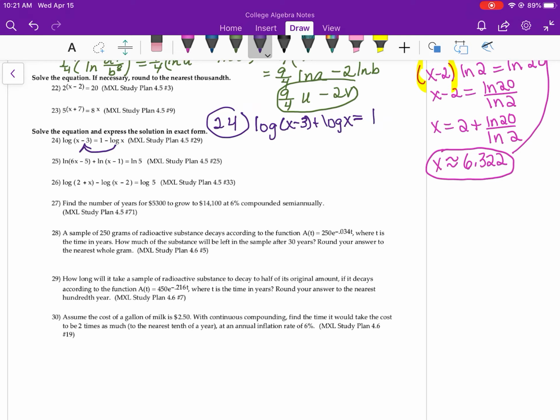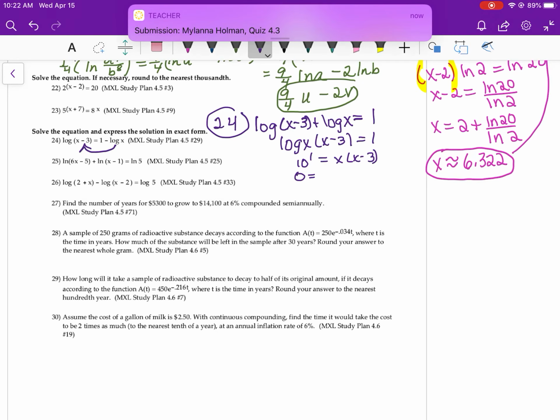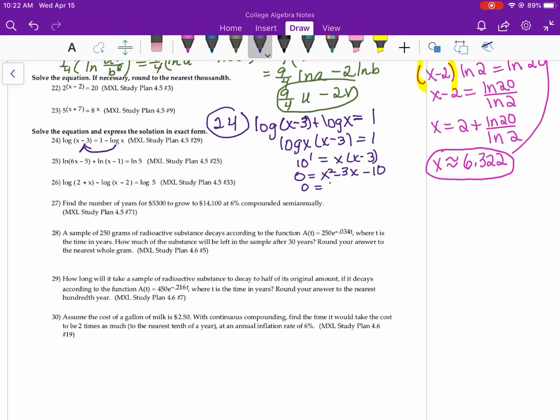The next thing I want to do is I want to condense these logs together, and that's done through multiplication. Because I don't have a log on the right side, I want to go ahead and switch it to an exponential. Our base is 10. Our exponent is 1. Then I'm going to get everything on one side of the problem. And I'm going to factor.